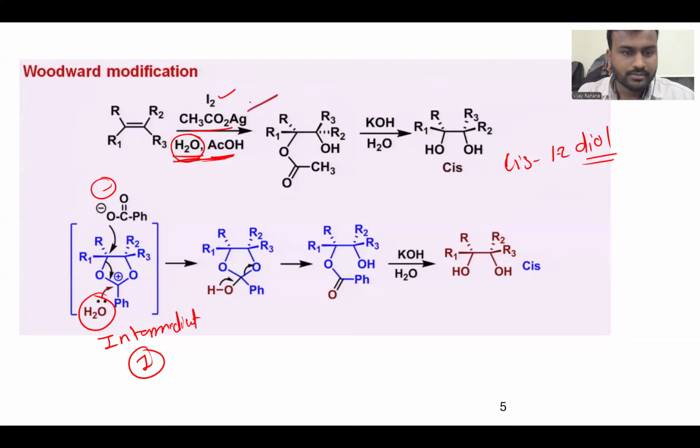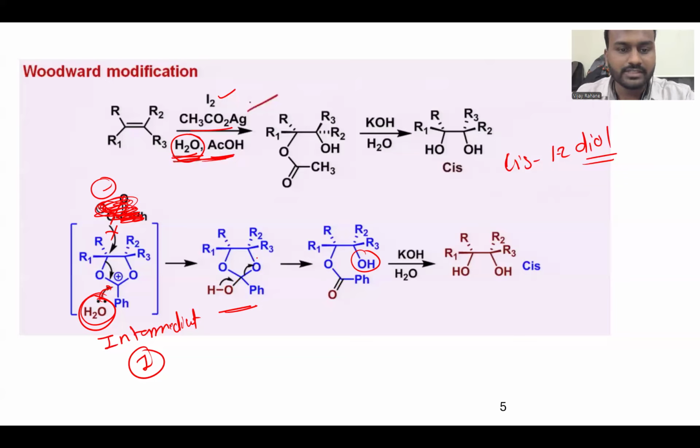So ignore this one as of now. It is not required at this point. The water is less bulky, so it attacks here. This attack is easy because water is present in this reaction. So once this intermediate forms, it readily reacts with the water and forms such an intermediate in which it forms a double bond back and gives this OH on the same side as this benzoate group.